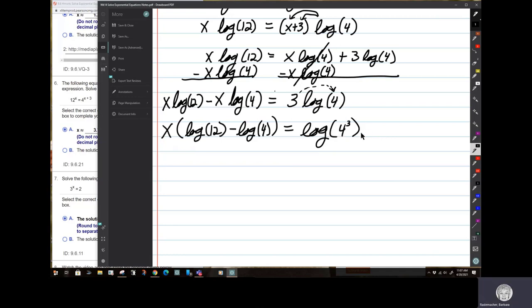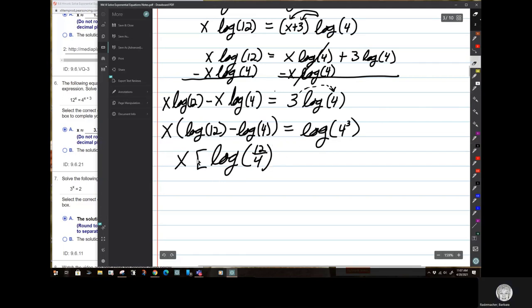Now what that does is that lets me also say, well, I'm using the power rule on this line, and then on the next line use the quotient rule. So I could at least keep my rules on the same side. Something to consider. X, log 12 minus log 4 is log of 12 over 4. And I don't really need that right there.